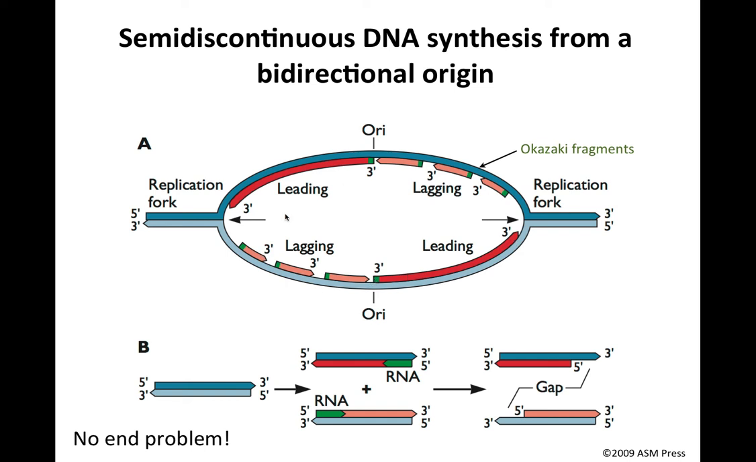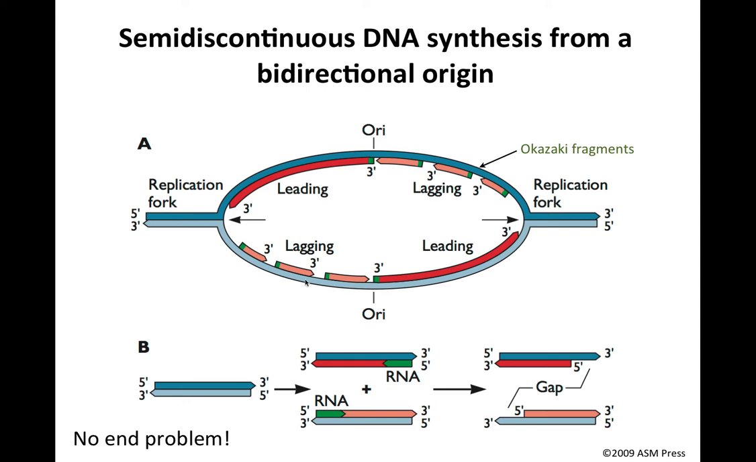So once the bubble is a certain size, the polymerase can initiate, say, up here and synthesize in a 5' to 3' direction. As the bubble gets bigger, it puts down another small piece of DNA. And as the bubble grows, you put down small fragments of DNA. This may seem inefficient, but it's in fact the only way to do it because you can only make DNA in a certain direction, as we've said before.